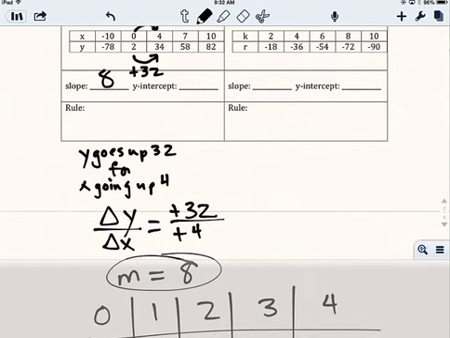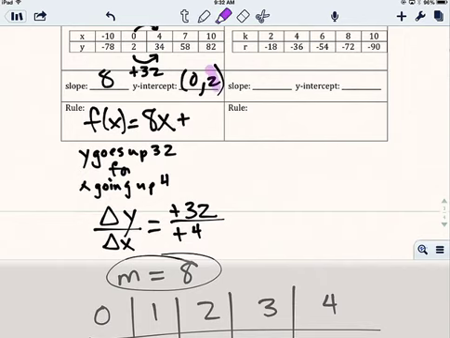So I'll put that there. My y-intercept's in the table. It's 0, 2, because my input of x is 0 there. And so from there I should be able to write my rule. I'm going to use function notation on this. f of x equals, I'm going to write, the slope is usually a coefficient, or it's always a coefficient, so I'm going to write 8x as a coefficient. And the y-intercept of 2 is just going to be added on.